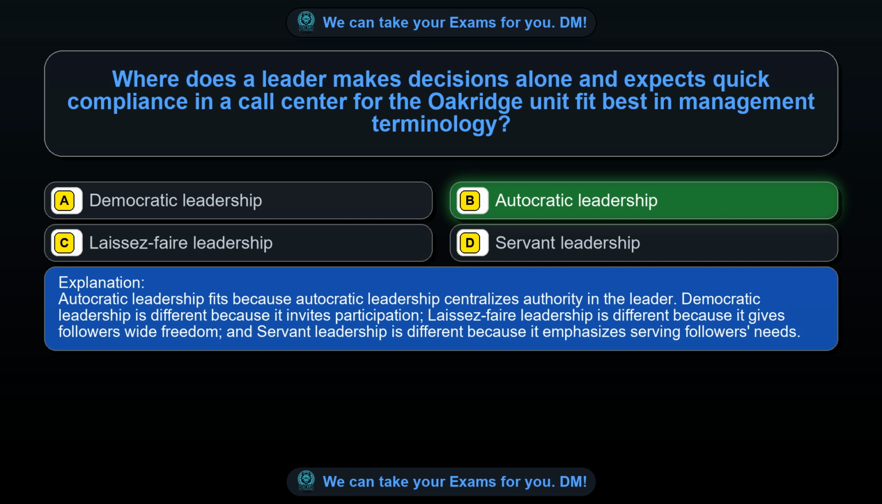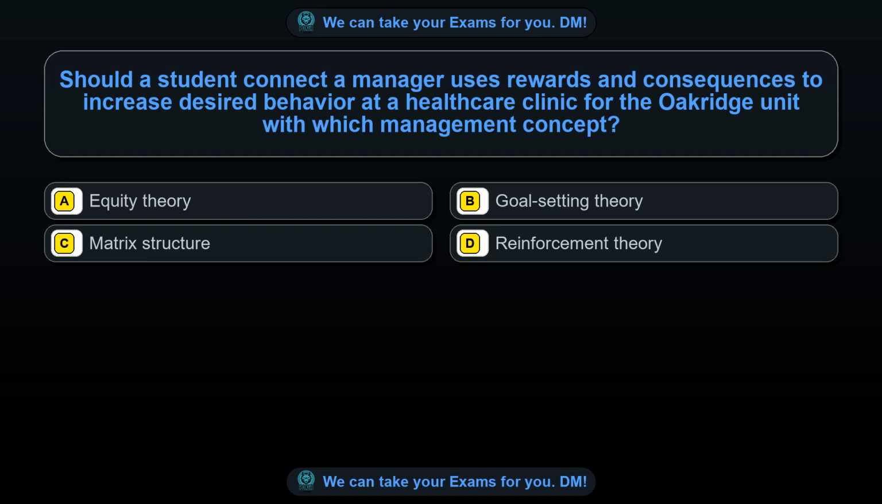Question 79. Should a student connect a manager who uses rewards and consequences to increase desired behavior at a healthcare clinic for the Oak Ridge unit with which management concept? Option A, equity theory. Option B, goal-setting theory. Option C, matrix structure. Option D, reinforcement theory. The correct answer is option D, reinforcement theory.